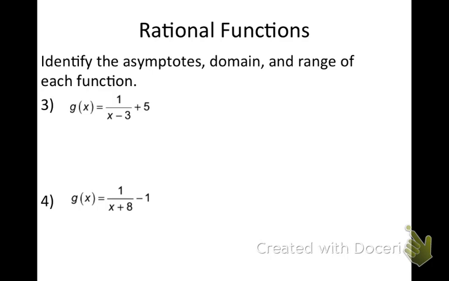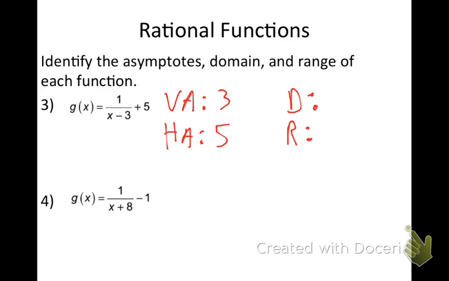All right, let's look at number 3 here. My vertical asymptote would be located where, Sage? My horizontal asymptote is located where, Colin? 5. Now, it asks about domain and range. Domain means my x values. Everybody understand that? Domain is my x values. I can plug in all x values except x equals what value? What x value can I not put in?